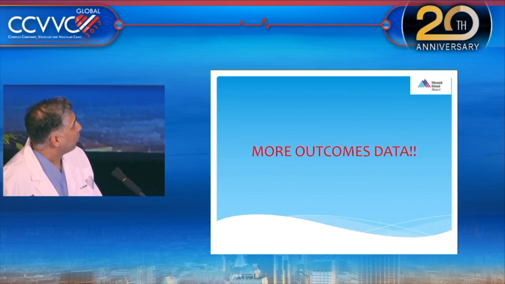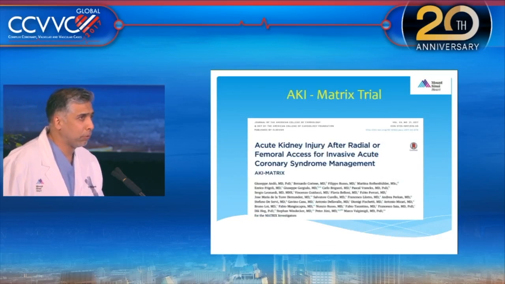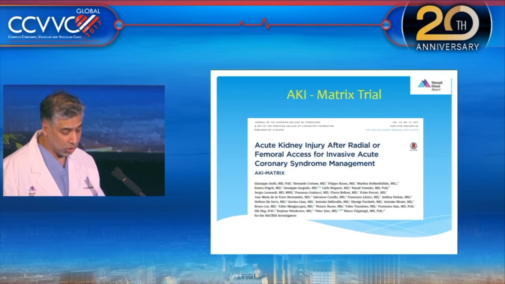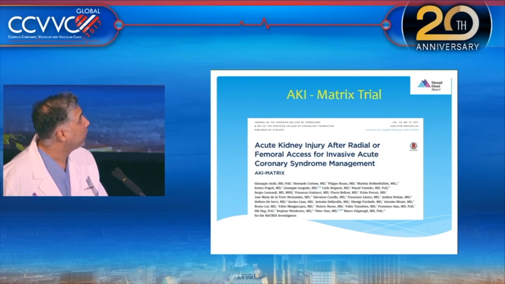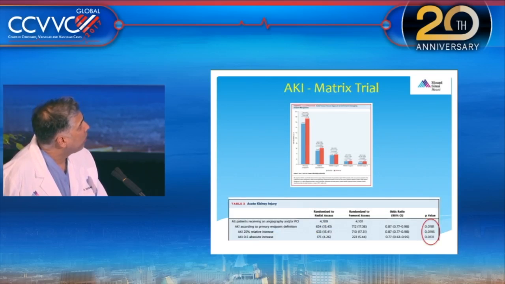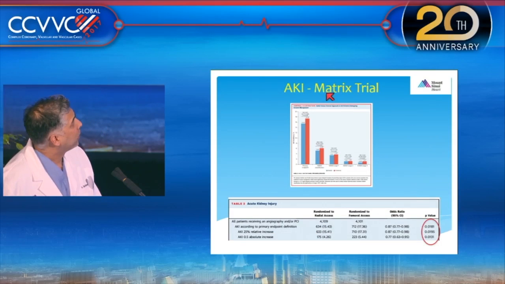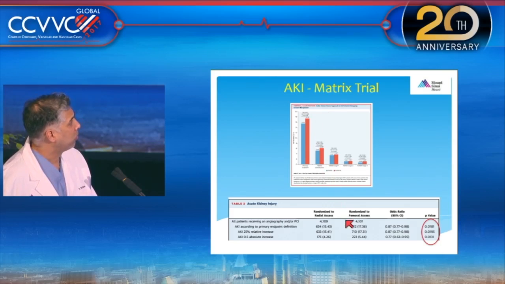So let's look at some more outcomes data. Specifically for Matrix, they pre-specified an endpoint of kidney injury, as that we also know to be a very important outcome. In this trial, if you look at the top there, the red bar is femoral, the blue bar is radial, and that's acute kidney injury, and there was a significant reduction in the radial arm. Those are just the numbers, 15% versus 17%.